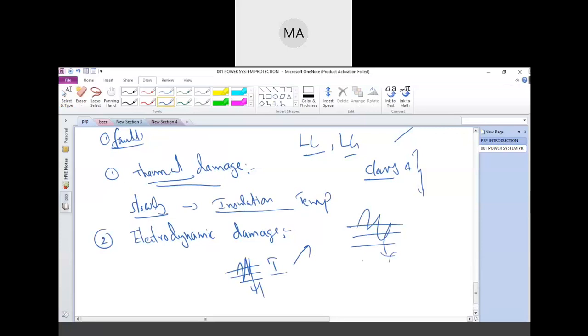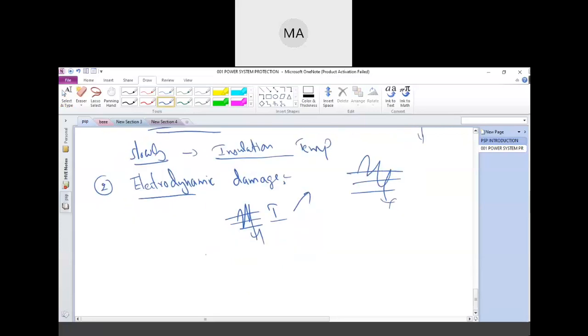In this damage, the magnitude of the current is high, 10 to 20 times the load. In this type of damage, the current rating is 10 to 20 times the full load condition, which needs instantaneous tripping.